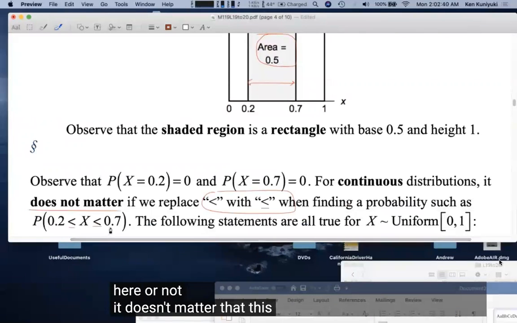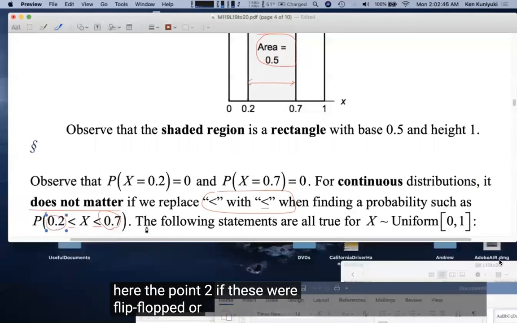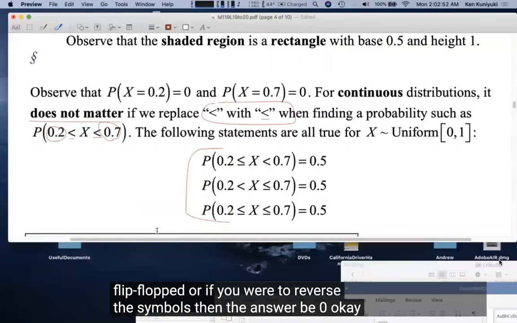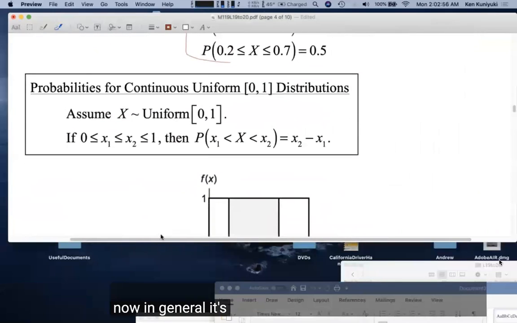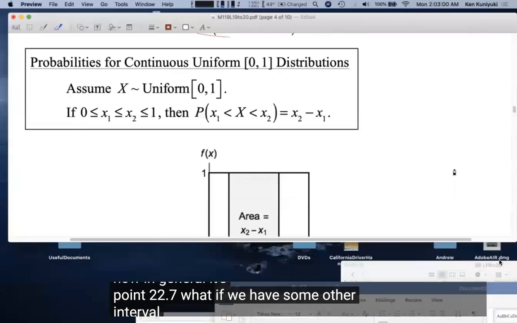It does matter that this number, the 0.7, is bigger than this number over here, the 0.2. If these were flip-flopped, or if you were to reverse the symbols, then the answer would be 0. Now in general, if instead of 0.2 to 0.7, what if we have some other interval?